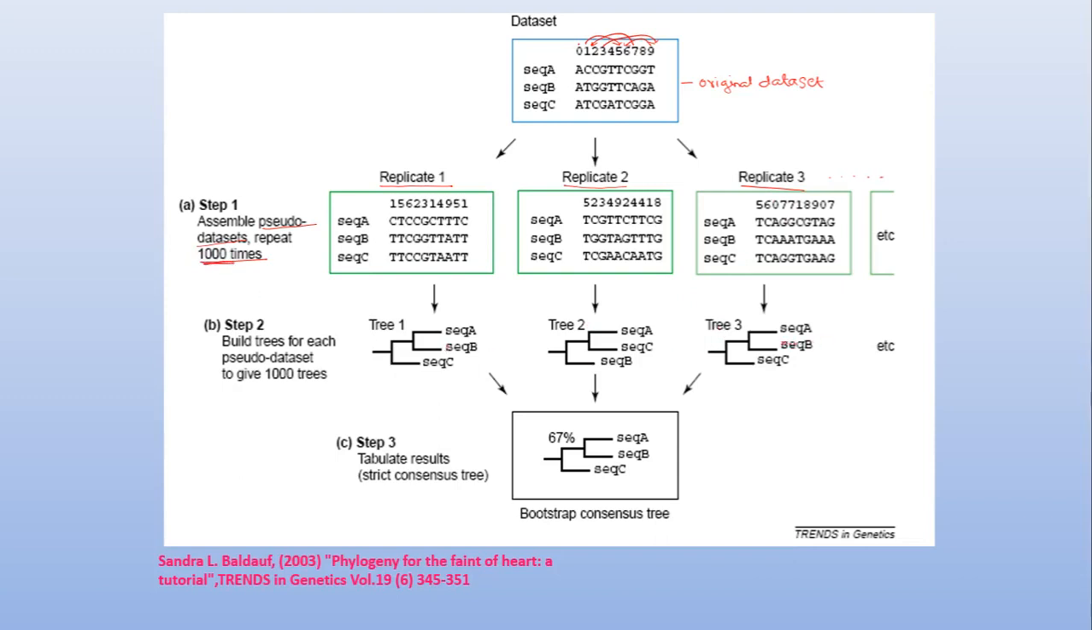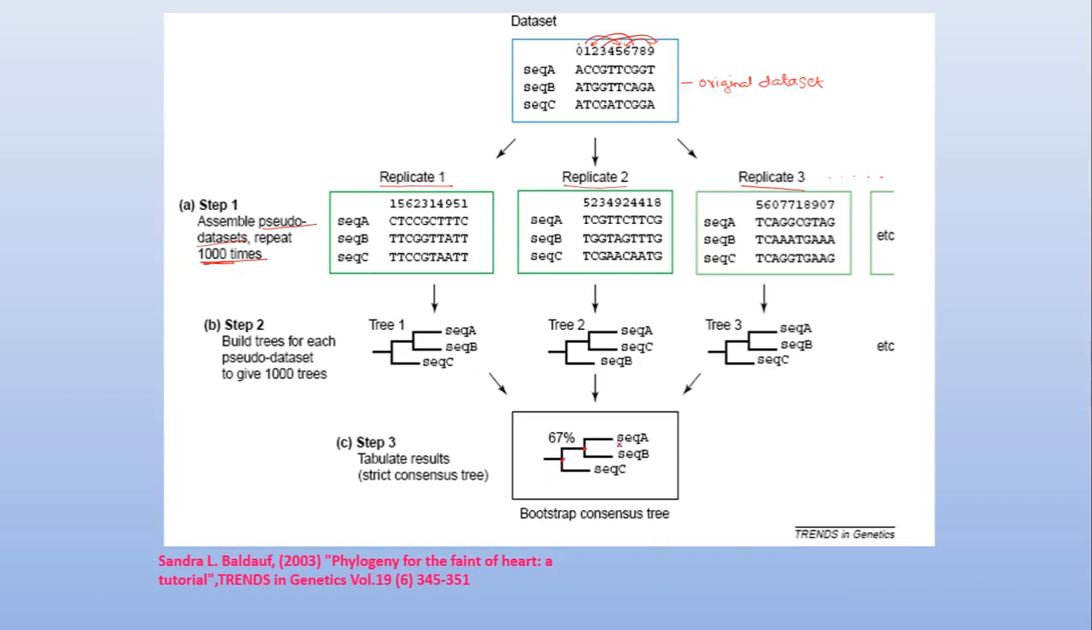Okay, so the idea is to build a tree for each pseudo data set that you have generated, and in this way you would end up generating some 1,000 trees. Okay, so the next step would be to find a consensus tree of these 1,000 trees that you have generated from the 1,000 pseudo data sets that you have created. Okay, and after generating a consensus tree, you would assign some reliability weights at the internal nodes, right?